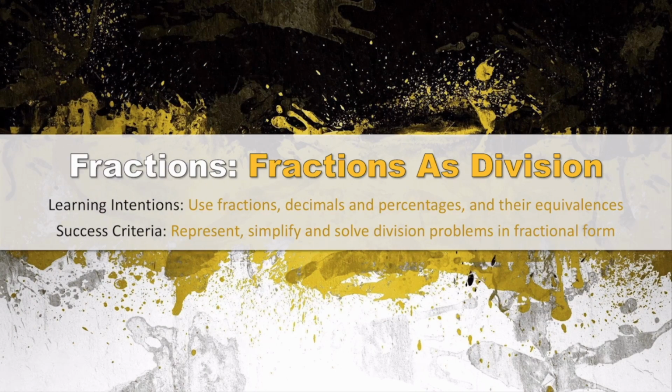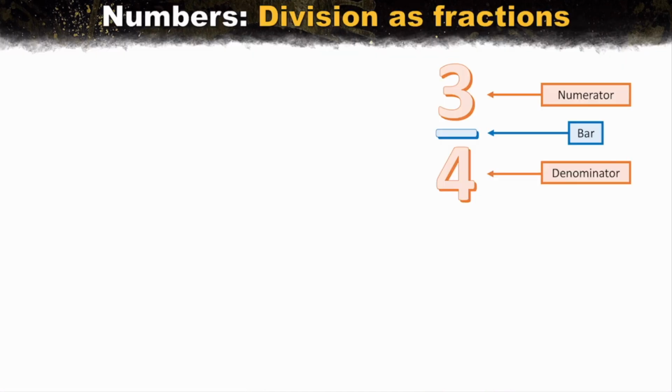Now, when working with fractions, we often consider fractions as a division symbol more than anything else. For example, when we look at the fraction 3/4, we have something known as a numerator, which is the top number of a fraction, in this case the 3. We have a bar of our fraction, and we have a denominator, which is the bottom number of our fraction. In this case, it's the 4.